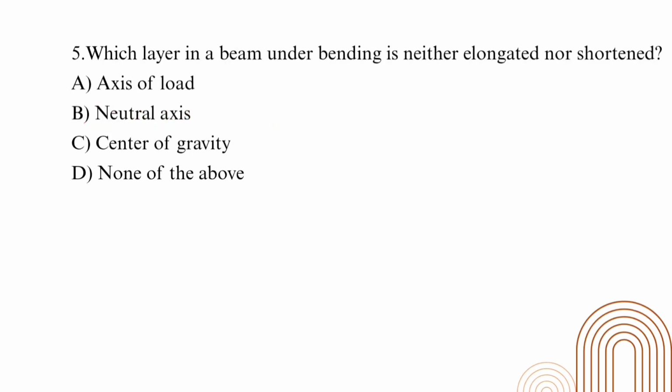Now the next question number 5. Which layer in a beam under bending is neither elongated nor shortened? Options are: A, axis of load, option B, neutral axis, option C, center of gravity, and option D, none of the above. And the correct answer is neutral axis.